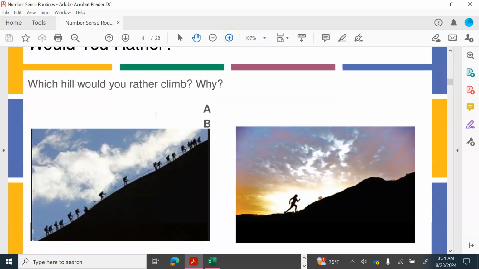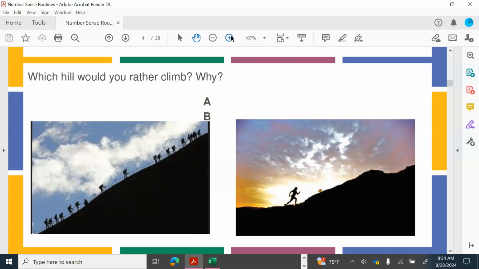Alright, so you're going to look at this and determine which hill you would rather climb and why. Take 5 to 10 seconds to look at that. Go ahead. The one on the right, because the slope isn't really steep. Okay, so it doesn't have a steep slope. Anyone else?